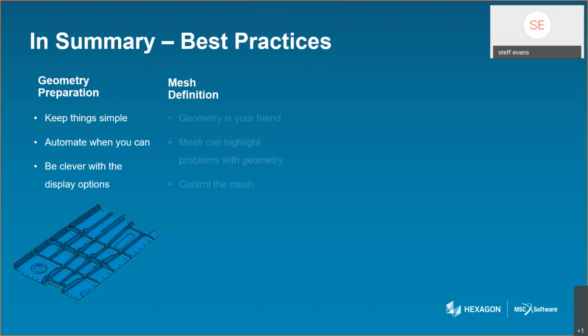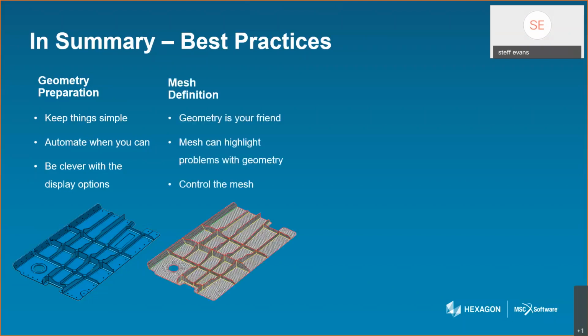Okay. From a mesh definition perspective, geometry is your friend. So you can defeature your geometry and create things like hard points and fastener holes that the mesh will be forced to follow. Mesh can be used to highlight problems with the geometry. So if you remember, we looked at a mid-surface where we had a cut edge that wasn't visible, but only became apparent when we looked at the mesh quality. And then we can control the mesh with things like feature mesh settings, using the appropriate algorithm, and meshing with low dimensional faces.